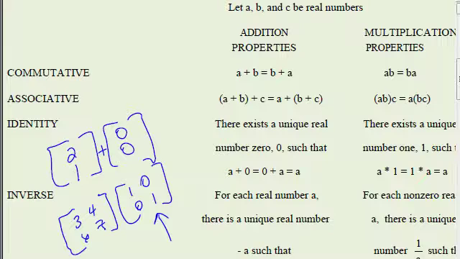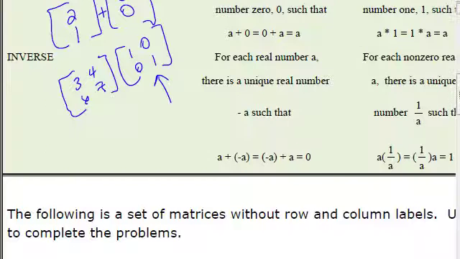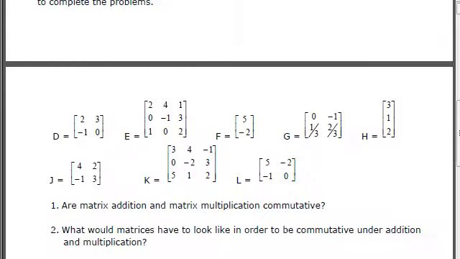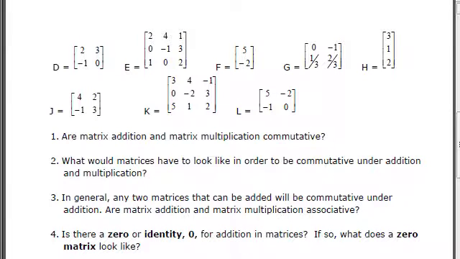So now let's scroll down to the rest of the task. Let me zoom back out. All right, so you're going to use all of these matrices on the top of page 2 to answer the question, are matrix addition and matrix multiplication commutative? Does it always work when you switch matrices? What would matrices have to look like in order to be commutative under addition and multiplication? There are certain requirements that must be met in order for a commutative property to apply. And then in general, any two matrices that can be added will be commutative under addition.